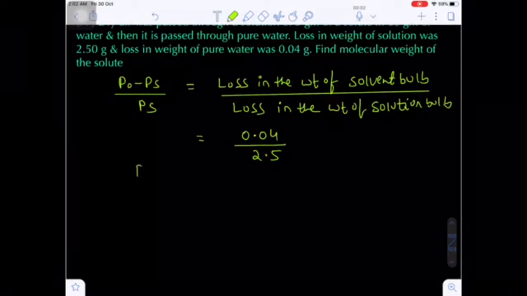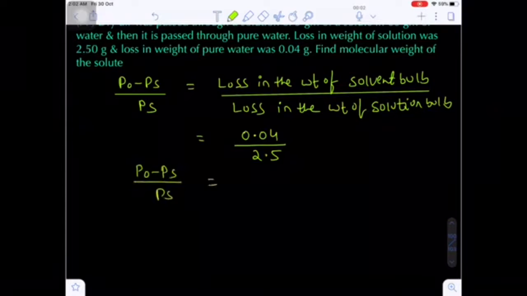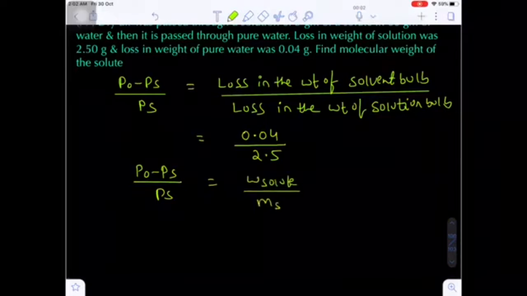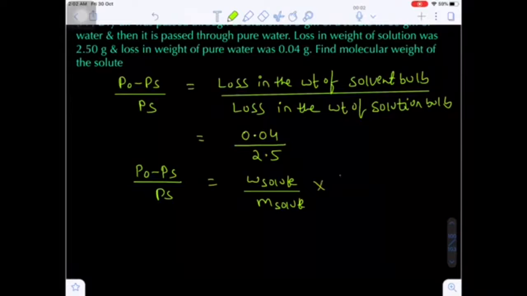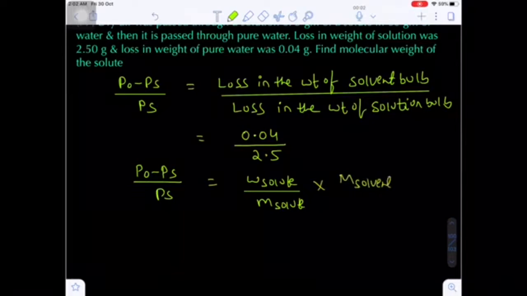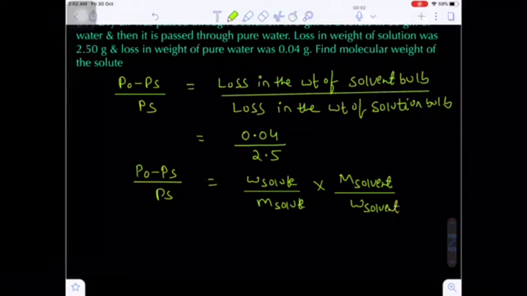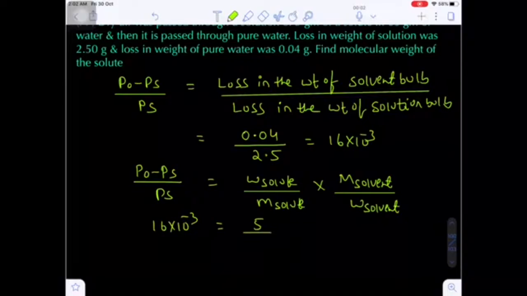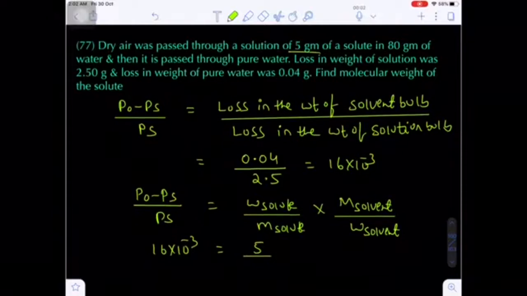Now here we know P0 minus PS upon PS will be equal to the weight of the solute divided by the molecular weight of the solute, multiplied by the molecular weight of the solvent, whole divided by the weight of the solvent. Yes or no? This is the number of moles of solute divided by the number of moles of solvent. So this value will be equal to 16 into 10 raised to minus 3. What is the weight of the solute? 5 grams of solute.